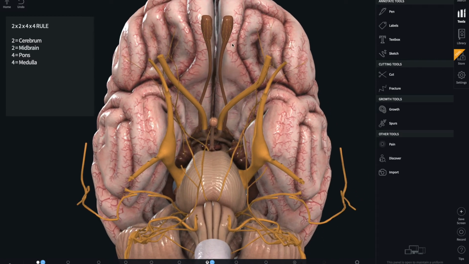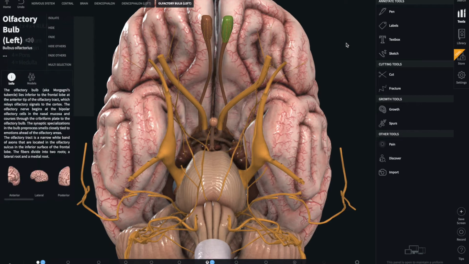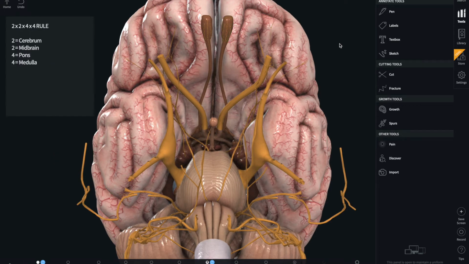But in a lot of dissections, diagrams, and models that we use in anatomical teaching, a lot of the time they are cut out because of how small they are, so we commonly refer to the olfactory bulb as the olfactory nerve, and that's something important to note.